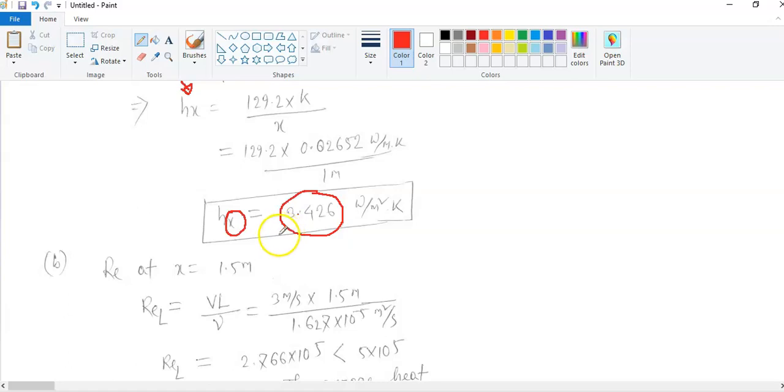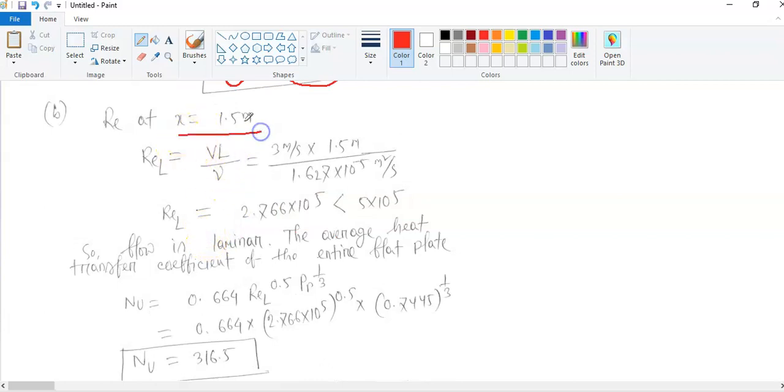When it was for the local convection heat transfer coefficient, we used x. So now for the entire plate, that means 1.5 meter, we calculate the Reynolds number again. It is the velocity 3, 1.5 meter is the distance, and this is the kinematic viscosity. Once we use these values, we get a Reynolds number of 2.766 times 10 to the power 5. This is less than 5 times 10 to the power 5, isn't it? So the flow is still laminar for this 1.5 meter long plate.